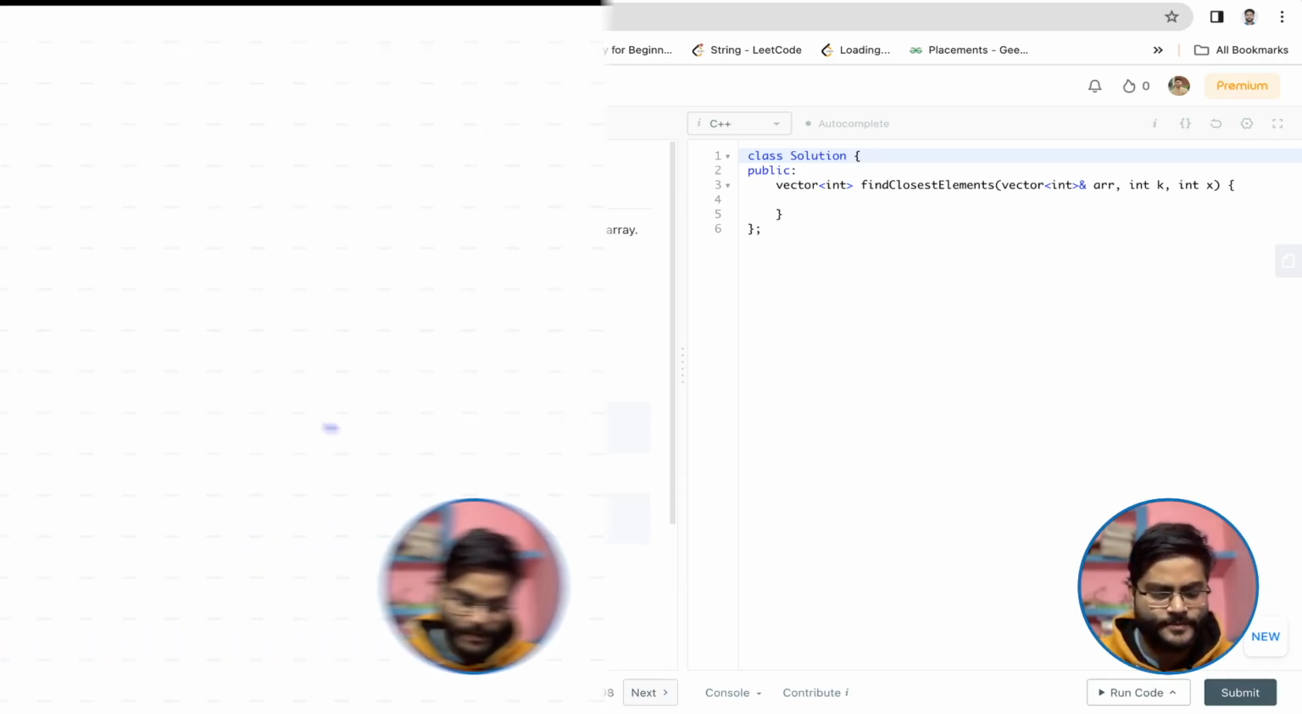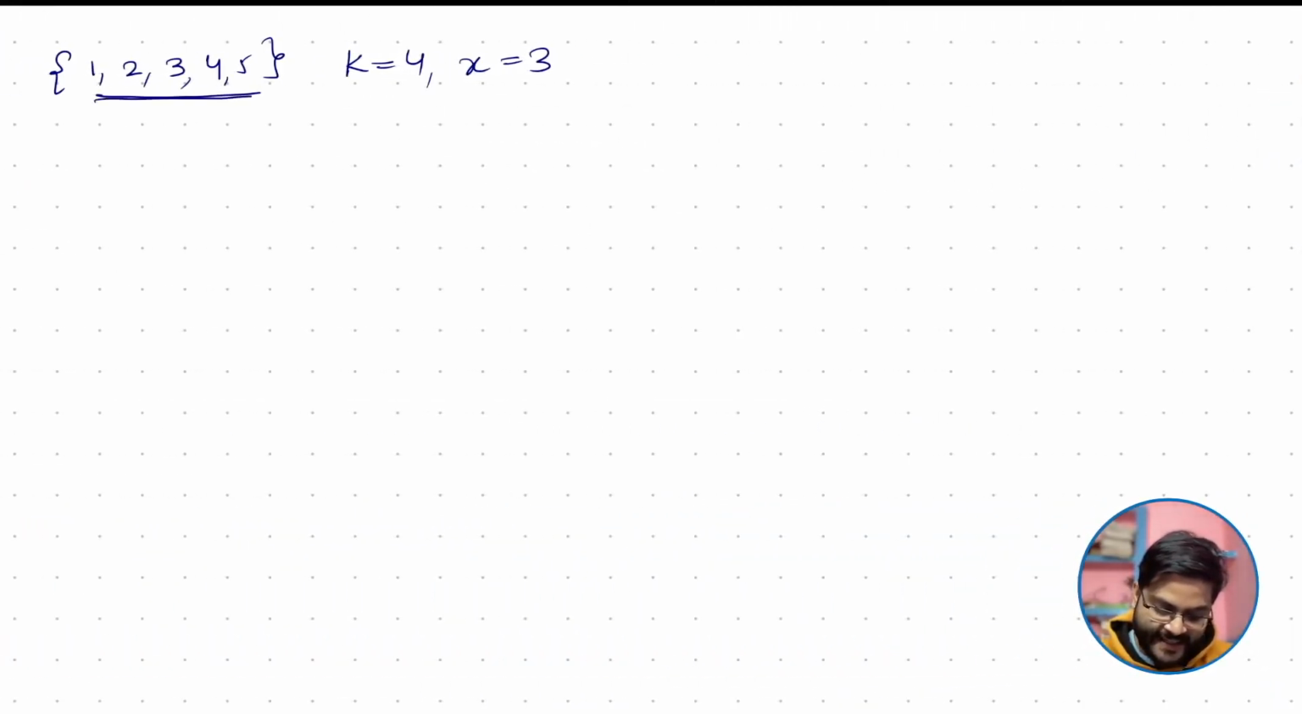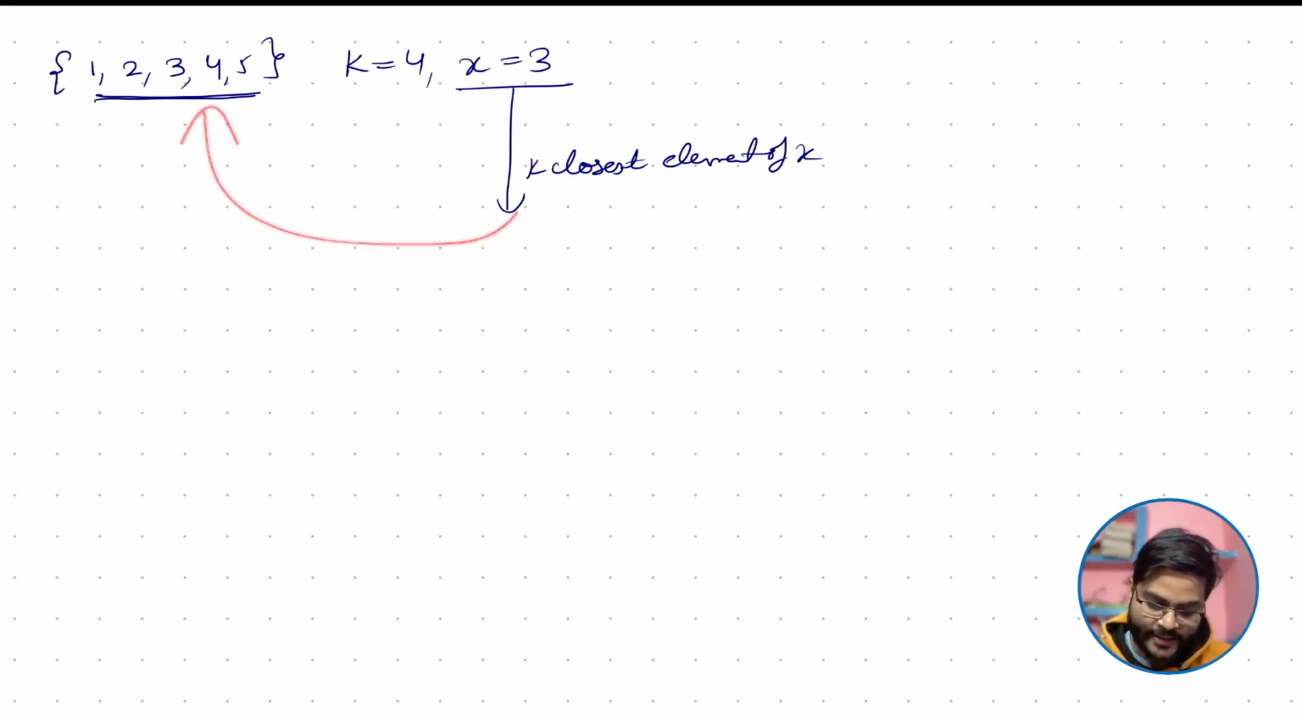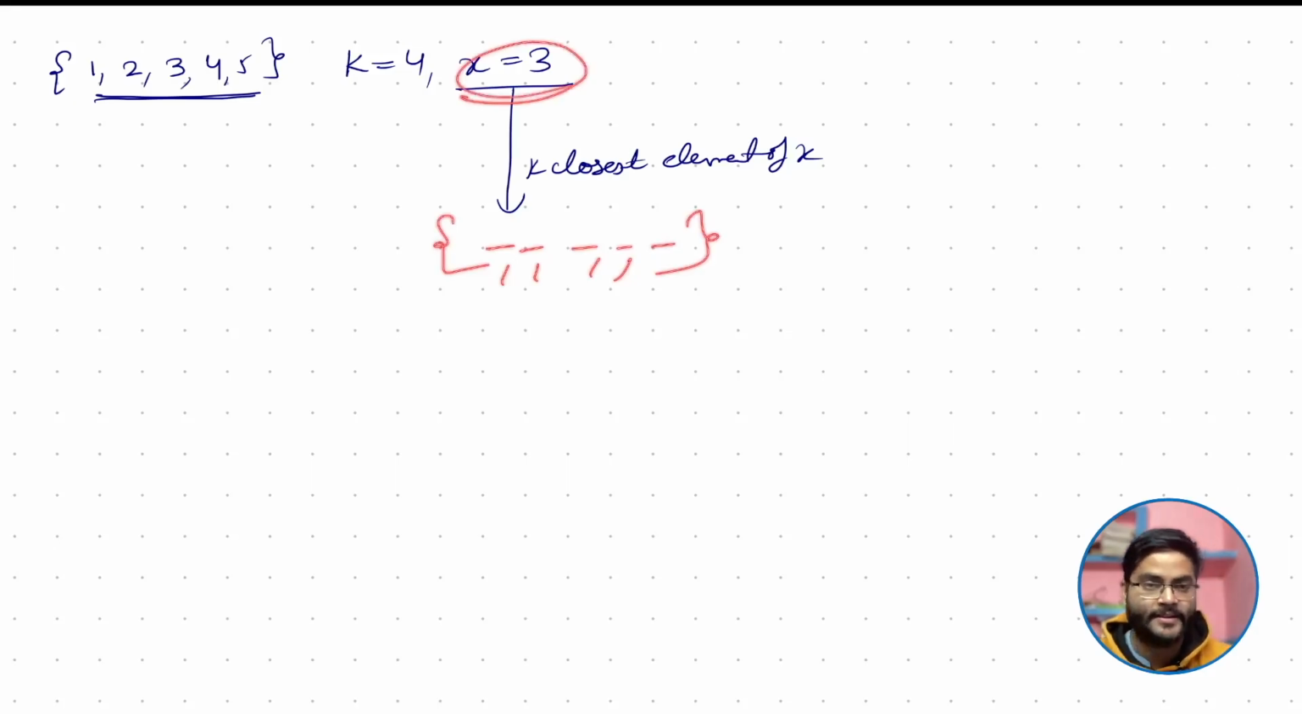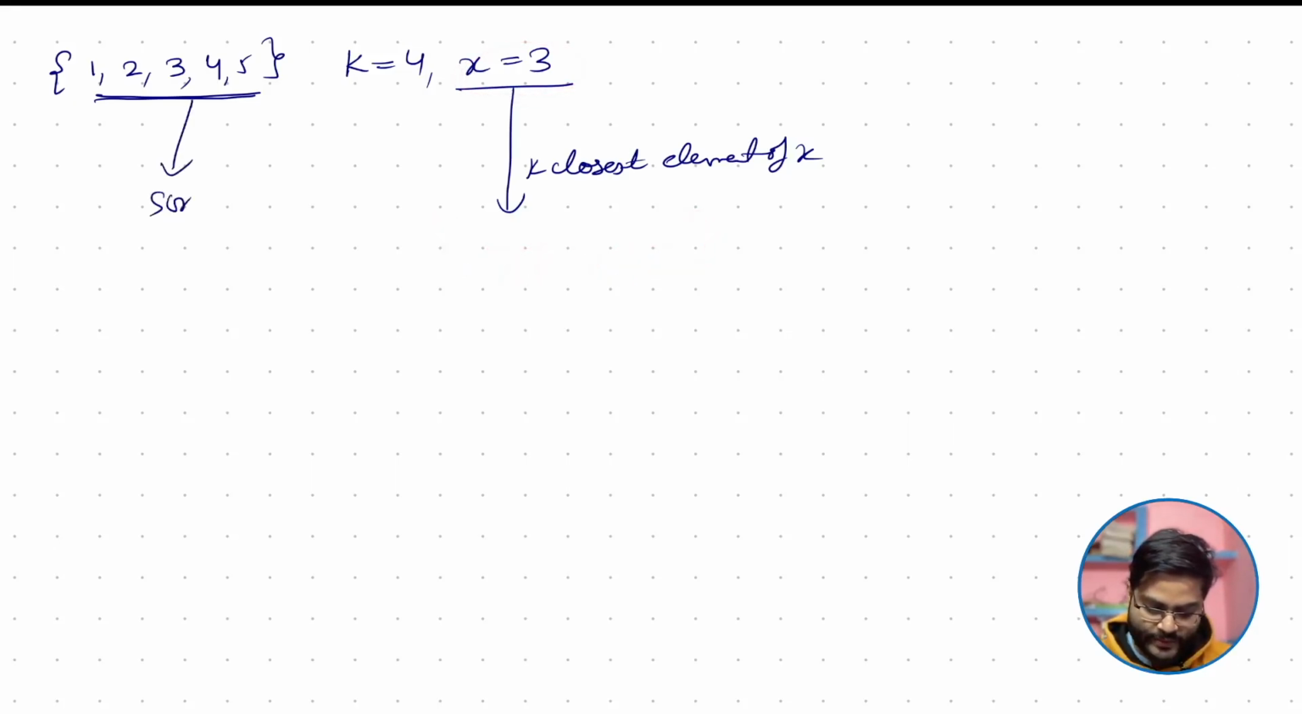Let's discuss it. We are given this array and x. We need to return the k closest elements of x from this array. So we will output k elements, the k elements which are closest to x. And the array is sorted.